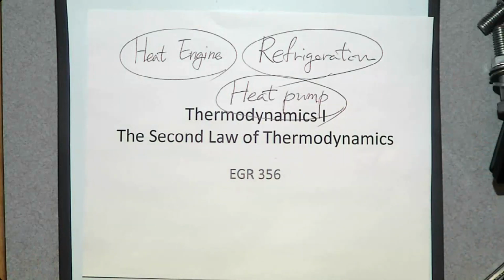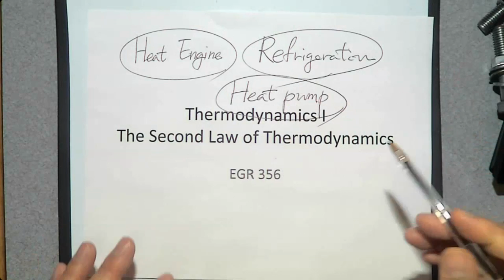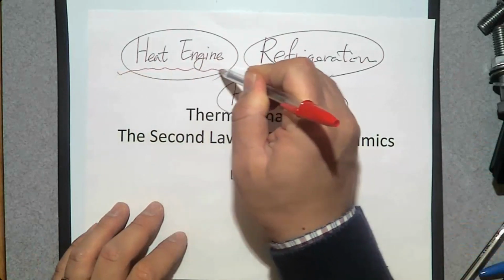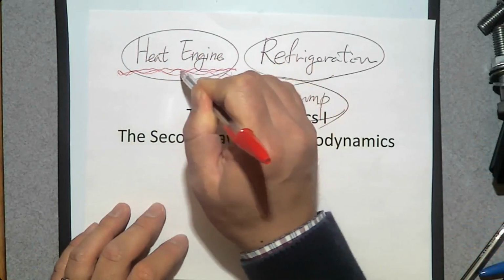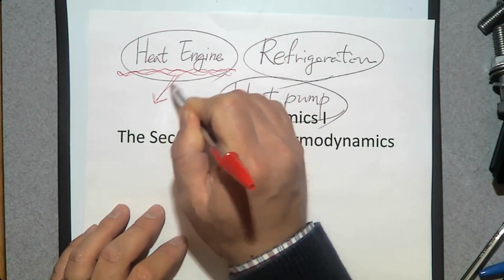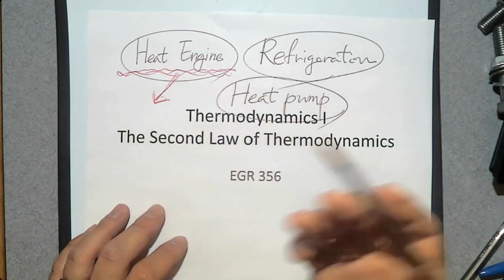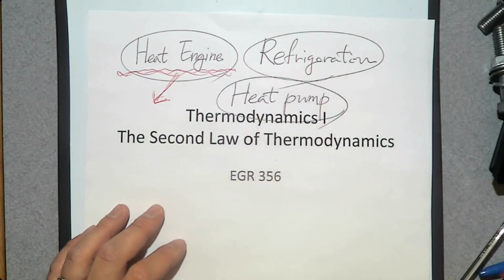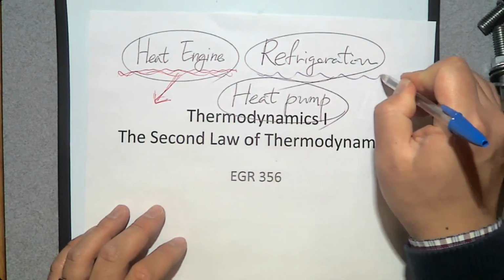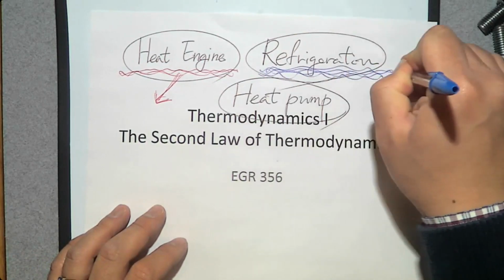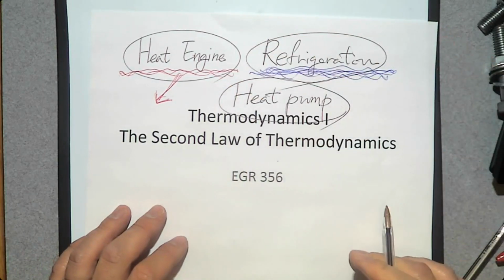So let's talk about one simple example. I'm pretty sure that you have a pretty good knowledge about heat engine. This is how we produce mechanical power using a turbine, so we can produce electricity. And you have a pretty good knowledge about what is a refrigeration cycle. We transfer heat from low temperature to high temperature.